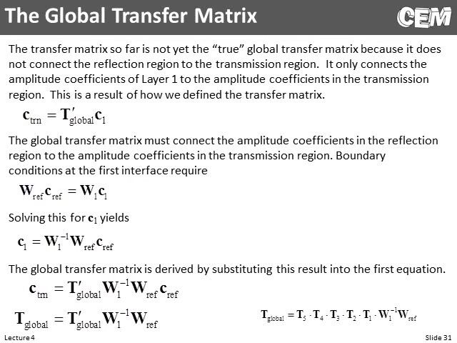So here's how we do it. We write the boundary conditions at that very first interface and plug those into our equations. And in the end, our global transfer matrix that connects the mode coefficients in the transmission region to the mode coefficients in the reflection region is just this. It's this sort of preliminary global transfer matrix we calculated with these W's. W sub 1, those are the eigenmodes in the first layer, and W sub ref, these are the eigenmodes that exist in the reflection region. So here's our overall global transfer matrix.